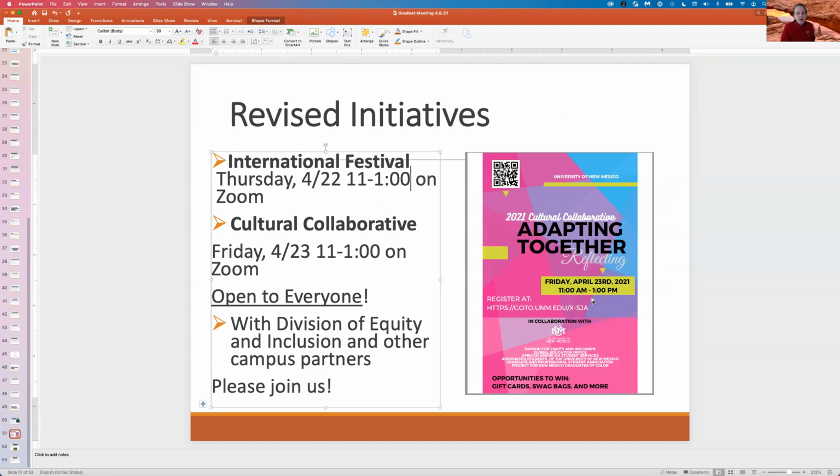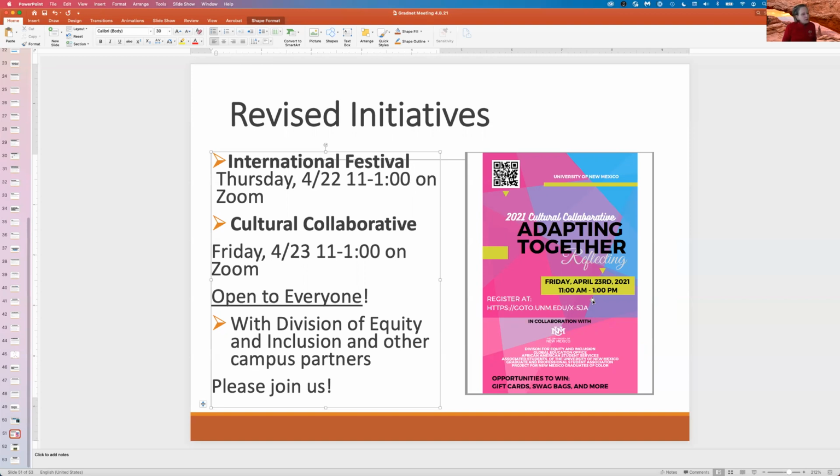And then we are doing this cultural collaborative, which we have done for several years now with the Division of Equity Inclusion, Project for New Mexico Graduates of Color, ASUNM, GPSA. We're all collaborating on a diversity-related workshop every semester. And this one is on adapting together and how can we work together. We're going to have a panel that is talking about all of the social and racial justice movements that have occurred in the last year and what those mean.